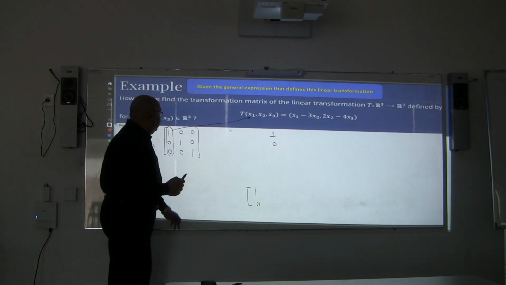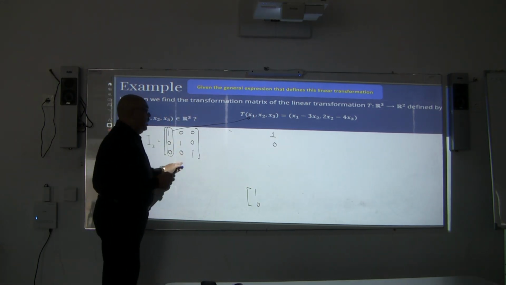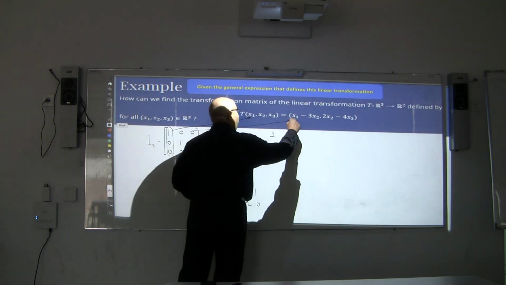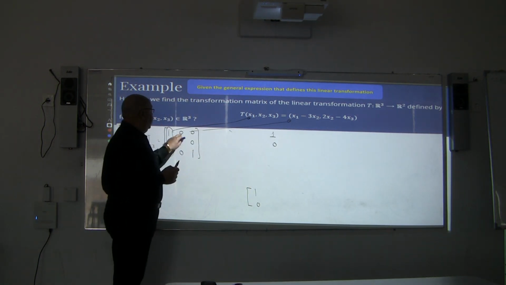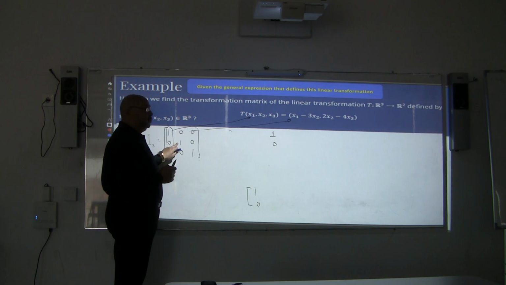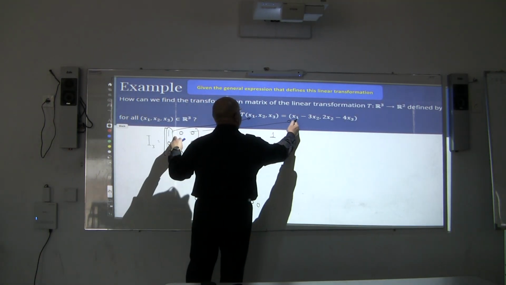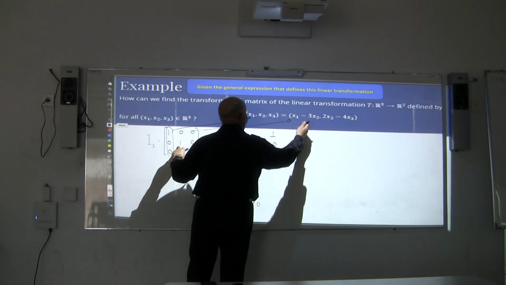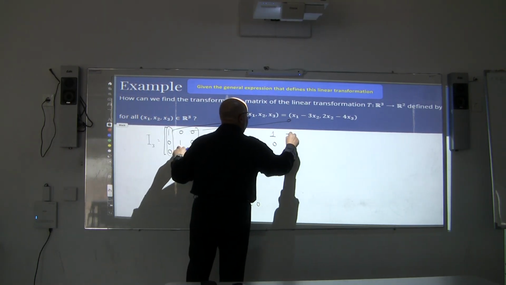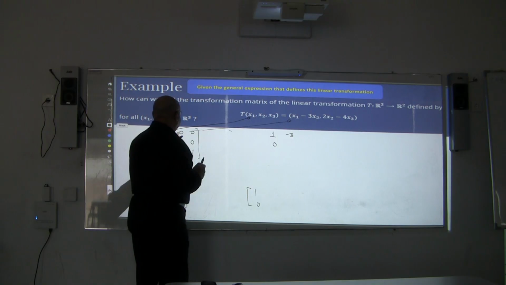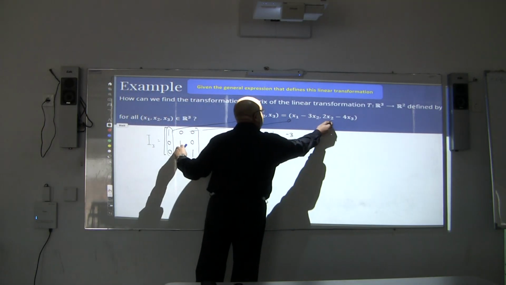Okay. I'm going for the second column. I will take the second column and make a substitution. x1 is equal to 0, x2 is positive 1, x3 is equal to 0. Let's substitute. x1 is equal to 0, but x2 is equal to 1. So that's going to be negative 3. Then taking these values and substituting here also.